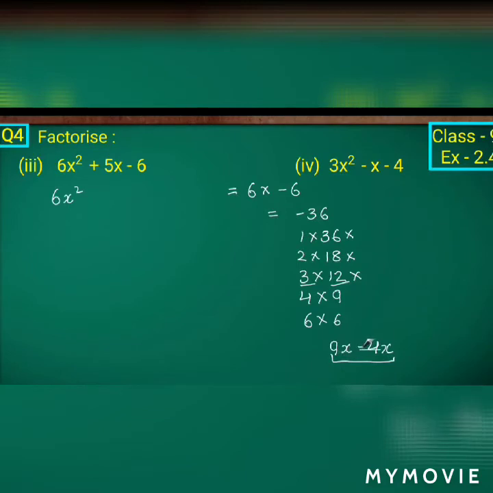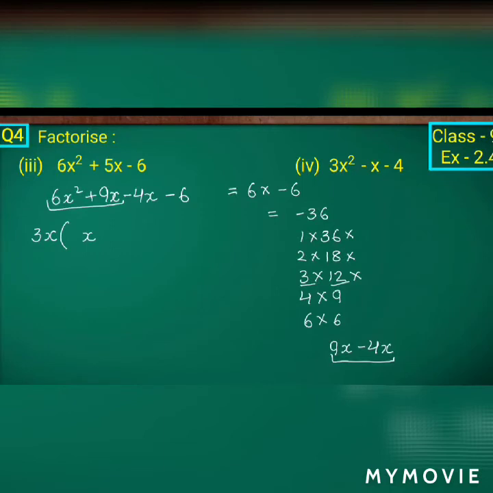So we'll just replace with the terms 9x minus 4x here. So 6x square plus 9x minus 4x minus 6. So if you observe the first two terms, what is the value I can take common here? What is the term I can take common? Both are the multiples of 3, isn't it? So I'll just take 3x common. So 3x into, what else will remain here?